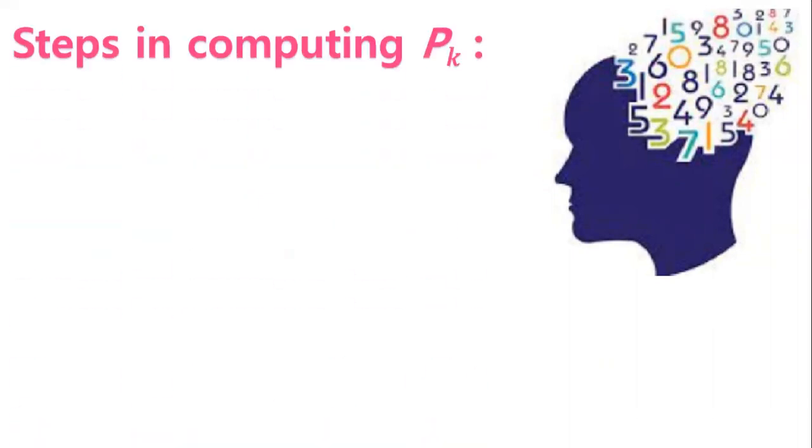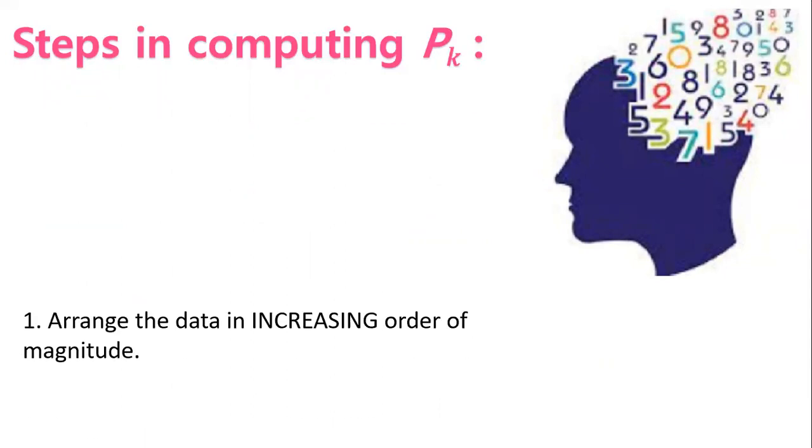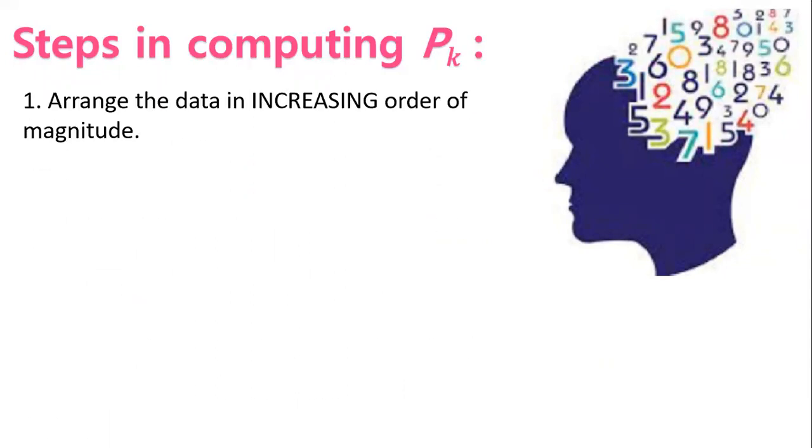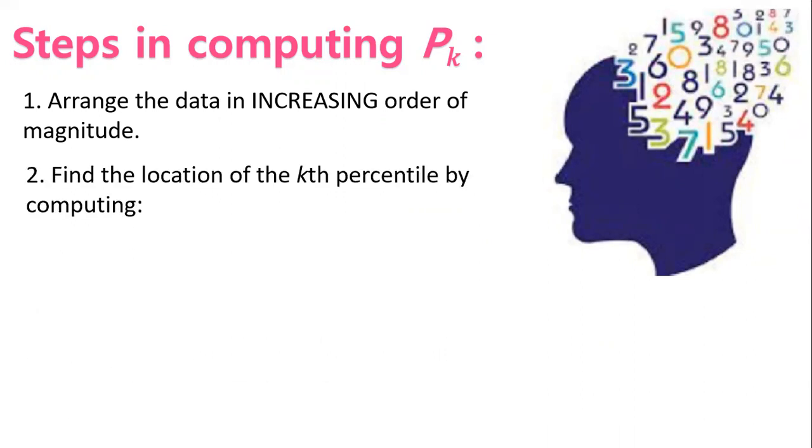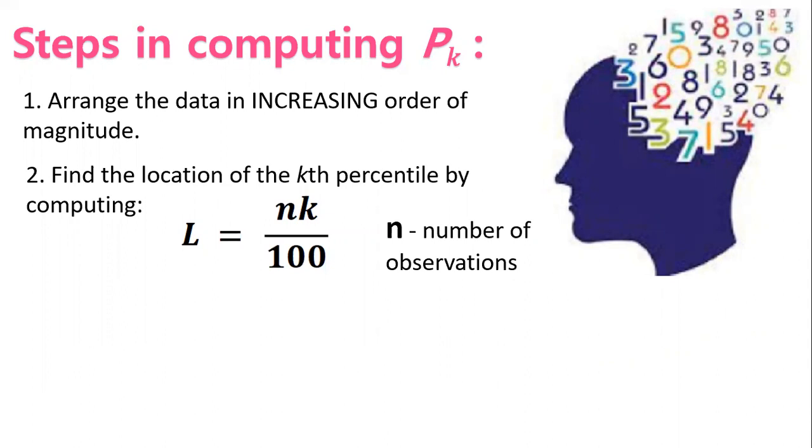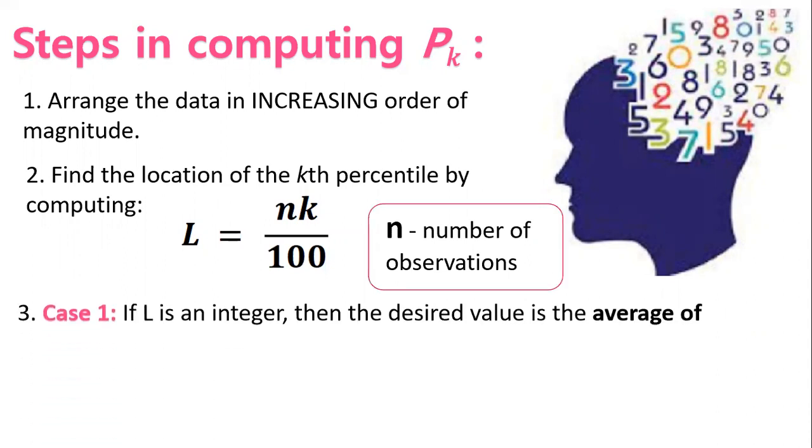In finding the kth percentile in a data set, we are going to follow these steps. The first step is to arrange the data in increasing order of magnitude. The second step is to find the location of the kth percentile by computing L equal to NK divided by 100, where N is the number of observations and K is the unknown percentile. Once you compute for L, there are two possible results.